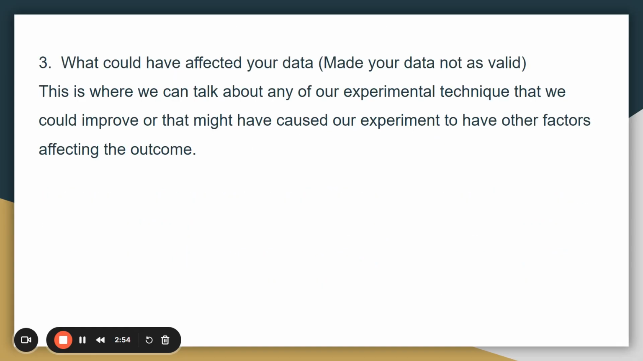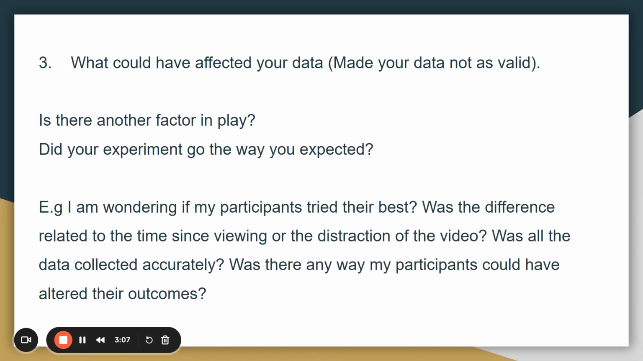The third thing we could look at is what has affected your data, what made your data perhaps not as valid. This is where we can talk about any of our experiment technique that we could improve, or that we might have caused our experiment to have other factors affecting the outcome. So what could have affected it? Is there another factor in play? Did your experiment go the way you expected?